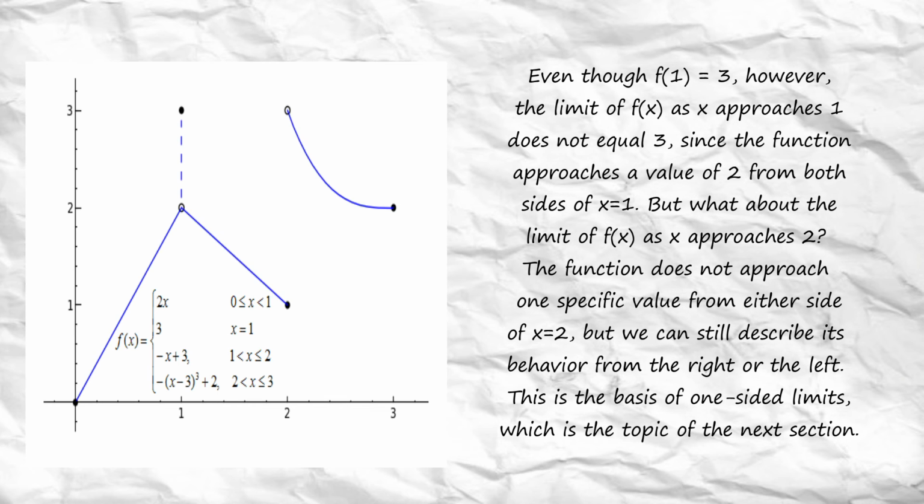Even though f(1) is equal to 3, the limit of f(x) as x approaches 1 does not equal 3, since the function approaches a value of 2 from both sides of x equal to 1. But what about the limit of f(x) as x approaches 2? The function does not approach one specific value from either side of x equal to 2, but we can still describe its behavior from the right or the left. This is the basis of one-sided limits, which is the topic of the next section.